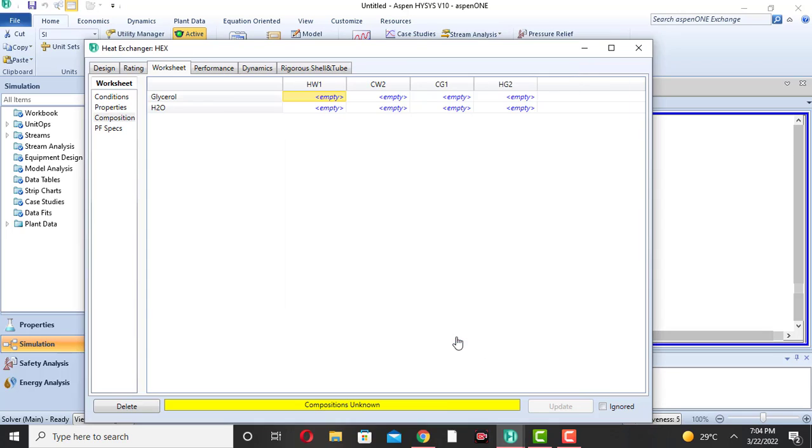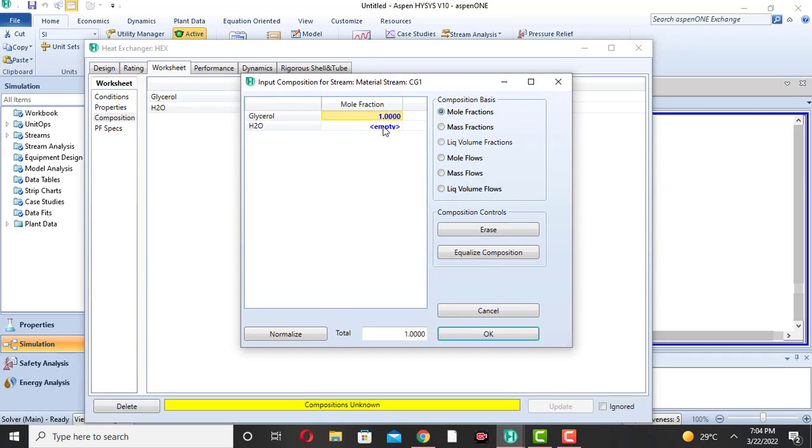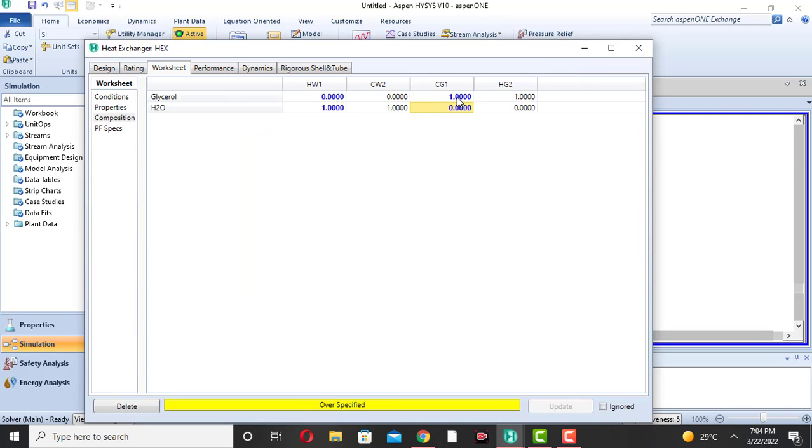Click on OK. So the hot water inlet composition is 1 and the cold water composition is 1. The cold glycerin composition flowing in the shell side is 1 because pure glycerin is flowing in the shell side and there is no water present in the glycerin. So its composition is 1. Click on OK. Cold glycerin and hot glycerin. So come to the rating.